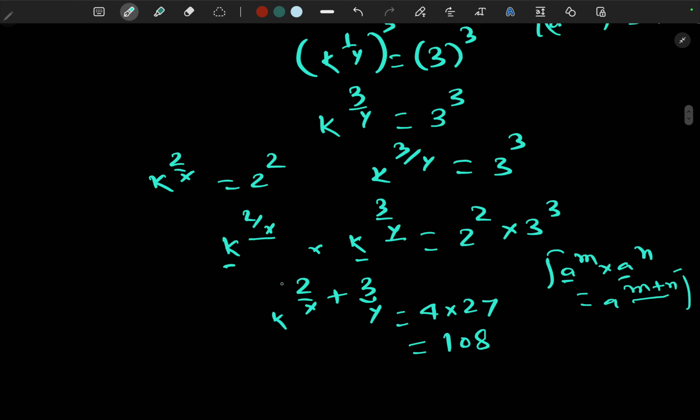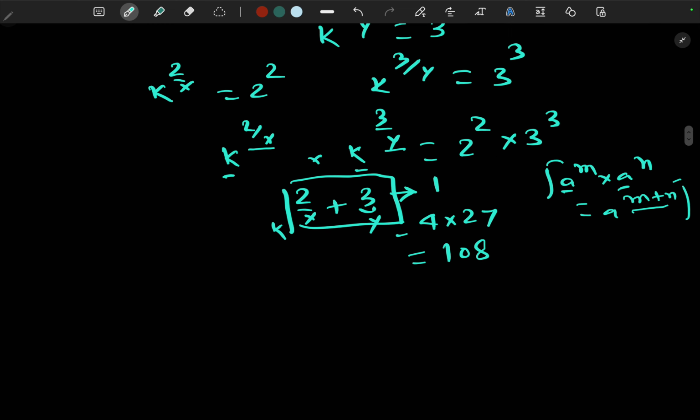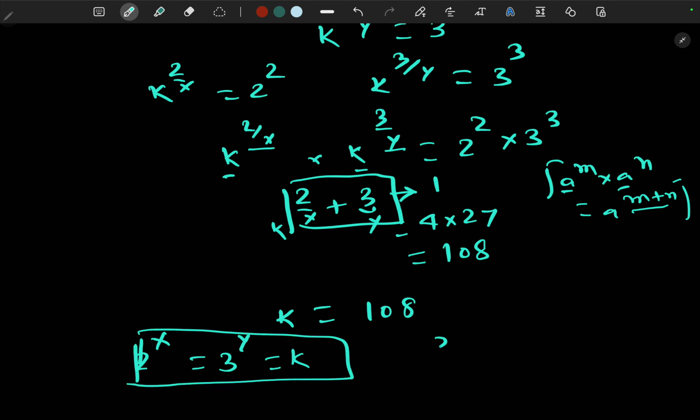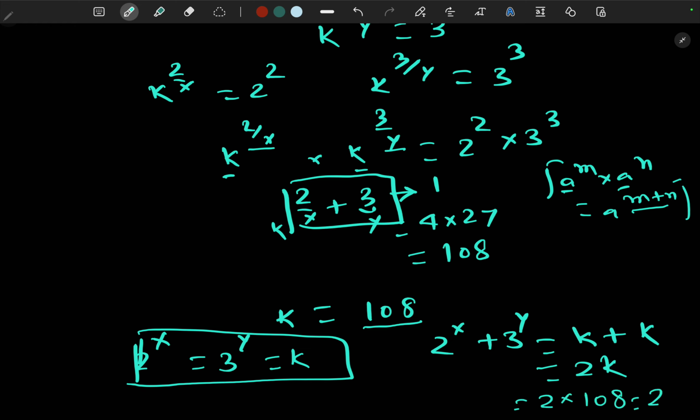Now I know that this is given as 1 in the question. So 2 by x plus 3 by y is given as 1, so k will be equal to 108 here. Now I have assumed that 2 to the power x is equal to 3 to the power y equal to k, right? And I have to find out 2 to the power x plus 3 to the power y, and both of them are equal to k. So I can simply write k plus k. I mean, they will be equal to 2k. And k's value we have already found out, which is 108. So 2 into 108 gives me what? 216. And that will be my answer for this question.